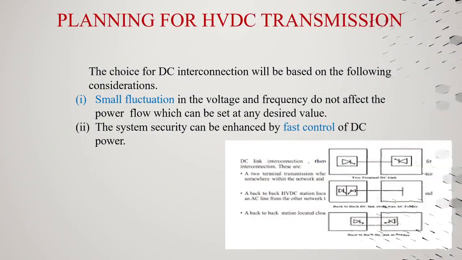Okay students, then we have seen the choice for DC interconnection will be based on two considerations, that is, small fluctuations in the voltage and frequency do not affect the power flow, which can be set at any desired value, and second one will be system security can be enhanced by fast control of DC power. Then we have seen there are different configurations for asynchronous interconnection. In this, first diagram is showing the two terminal DC link, second one is showing back to back DC link along with the AC feeder, and third one is showing back to back DC link at border.